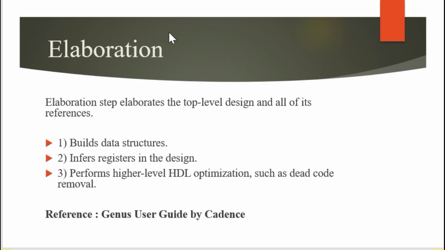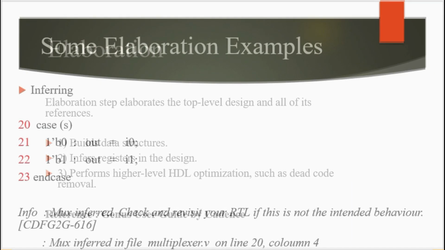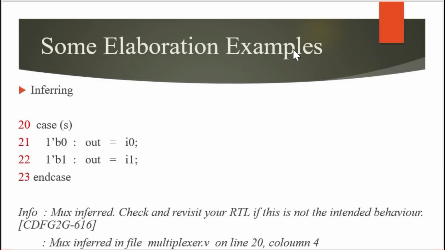Also during this elaboration step, as the tool understands the RTL, it infers devices in the design. For example, it converts the synchronous elements to D latch or D flip flop, and it converts the decision trees like if else statements to a mux. Also, it performs some higher level HDL optimization during the elaboration step, such as removing dead code, for example, removing the unloaded outputs. So now I'll show you some elaboration examples.